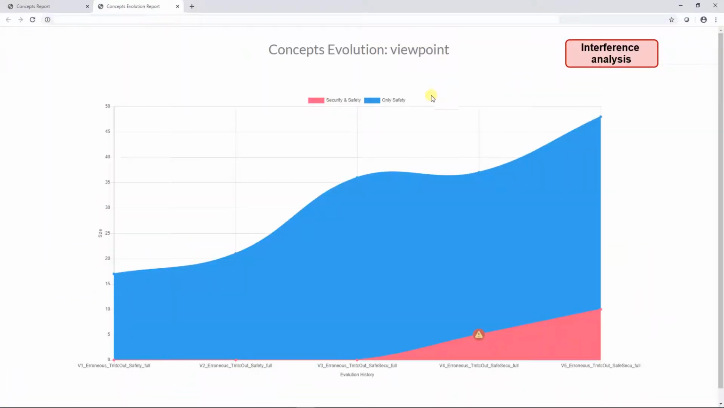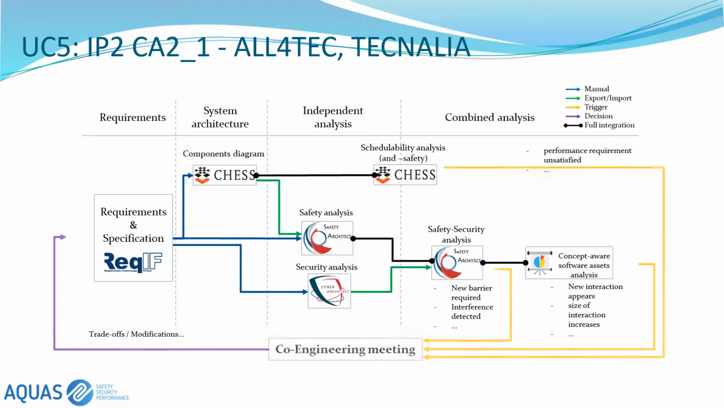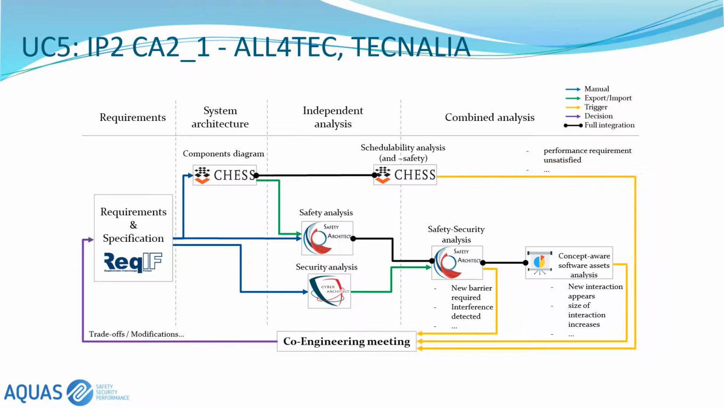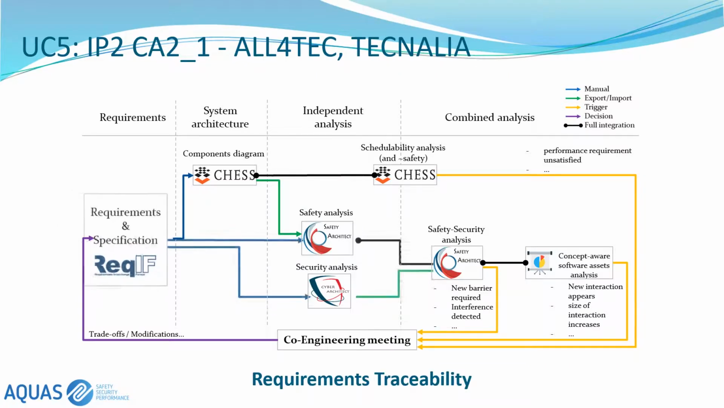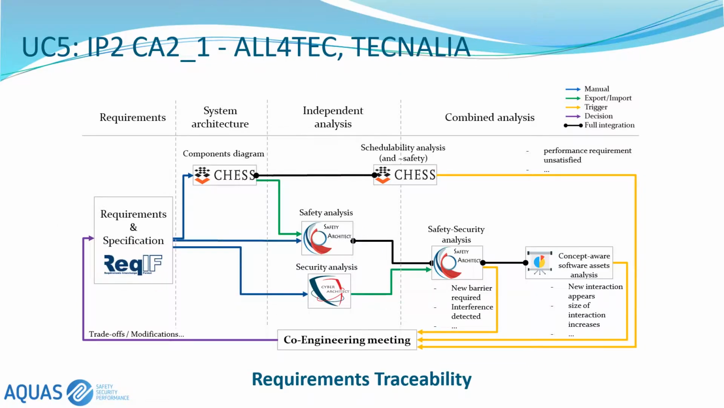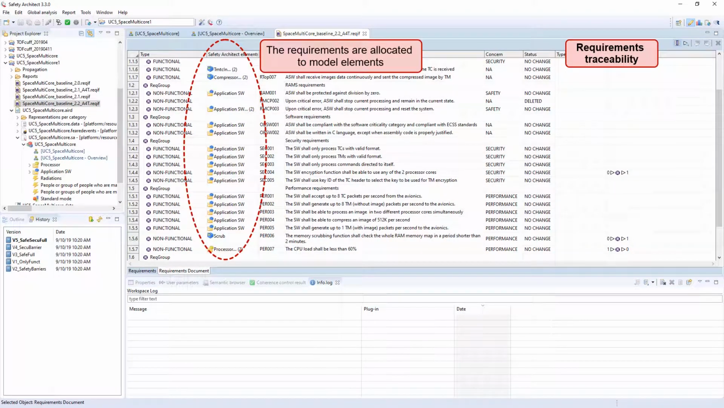Interference reports and evolution reports can be used to detect and monitor the interferences, and they also give interesting material to support discussions during a co-engineering meeting to find trade-offs. Throughout this process, the traceability of requirements is ensured by a ReqIF plugin that is integrated into Safety Architect. The requirements are allocated to model elements.